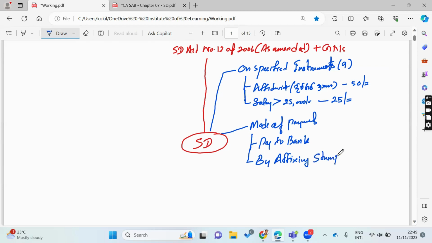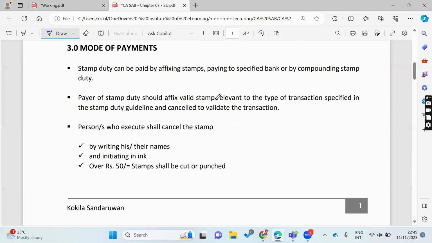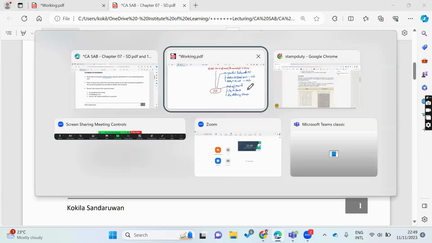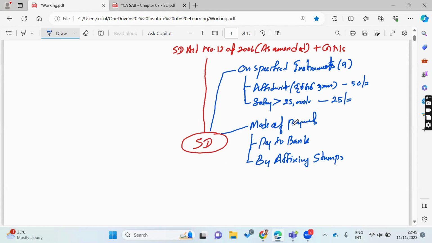We can pay by affixing stamps. Because you know that when we affix a stamp, we are paying taxes to the government. Usually when we are affixing a stamp, we are paying taxes to the government.